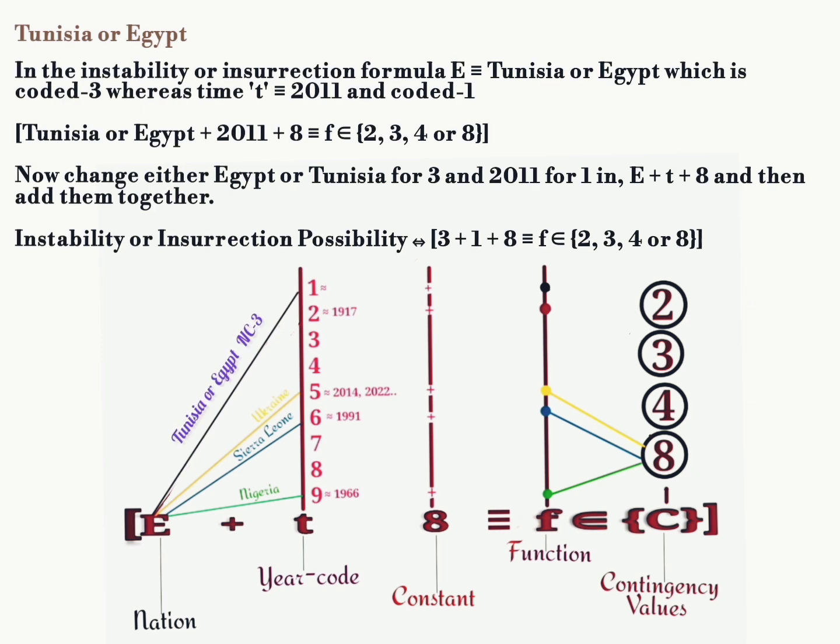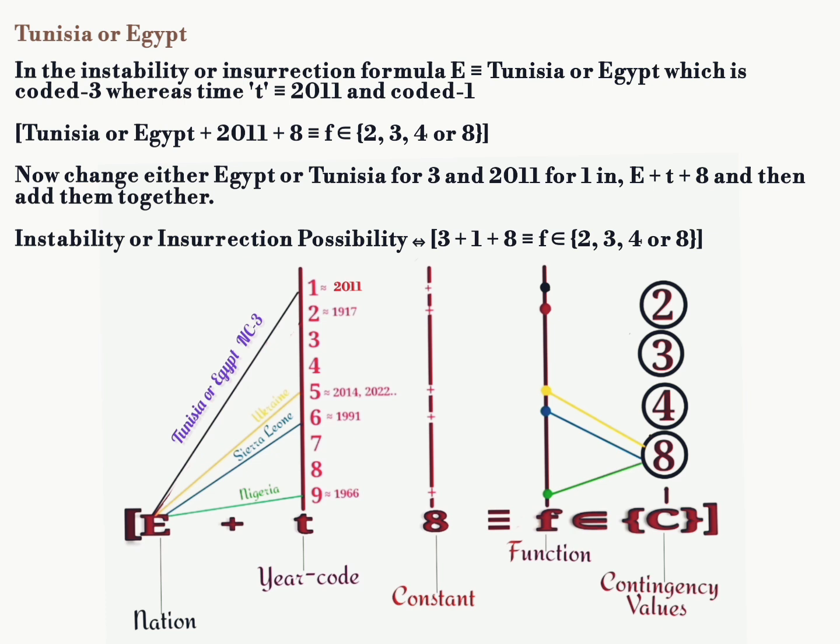Tunisia or Egypt. In the instability or insurrection formula, E is defined as Tunisia or Egypt, which is coded 3, whereas time, T, is defined as 2011 and coded 1. Tunisia or Egypt plus 2011 plus 8 is defined as F element of 2, 3, 4 or 8.